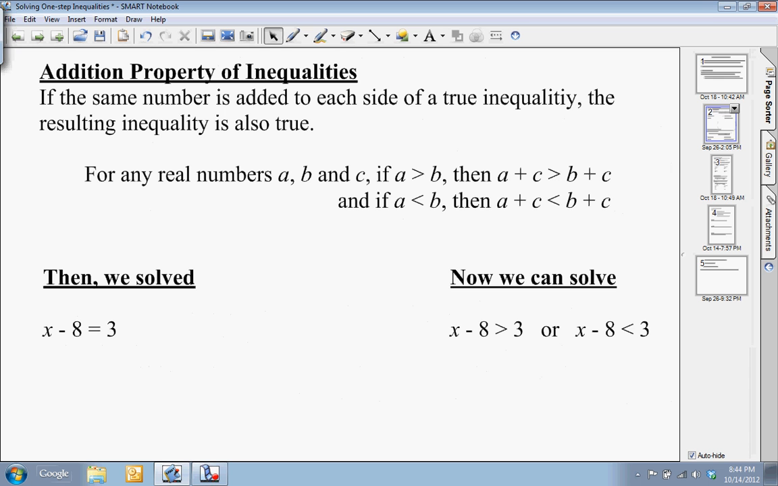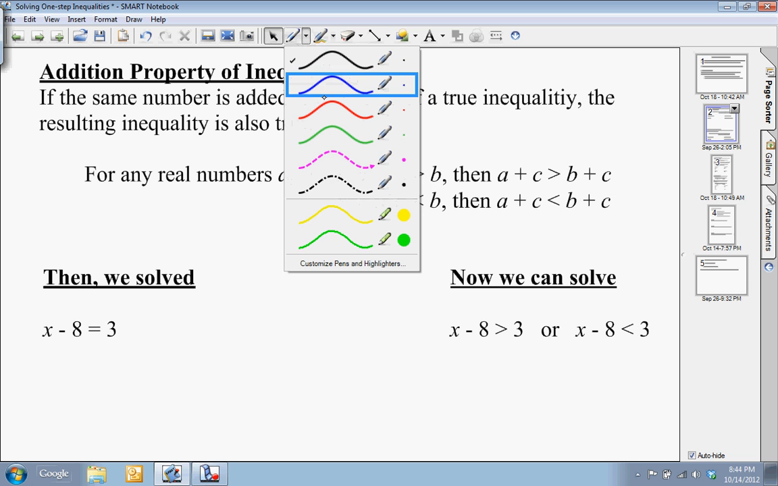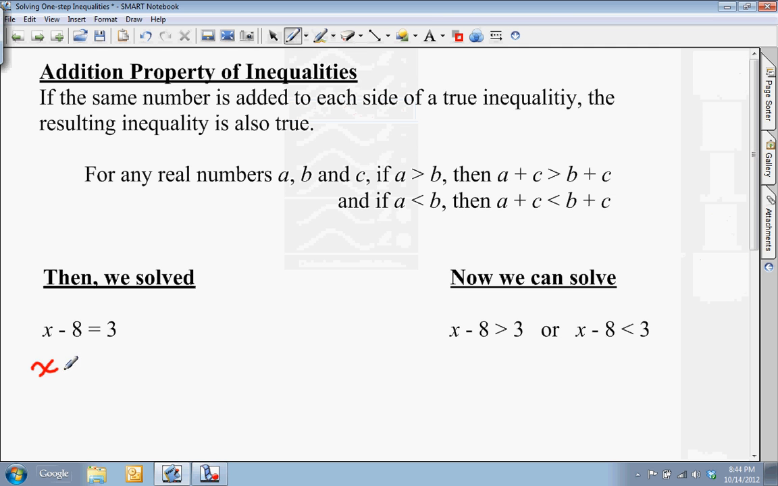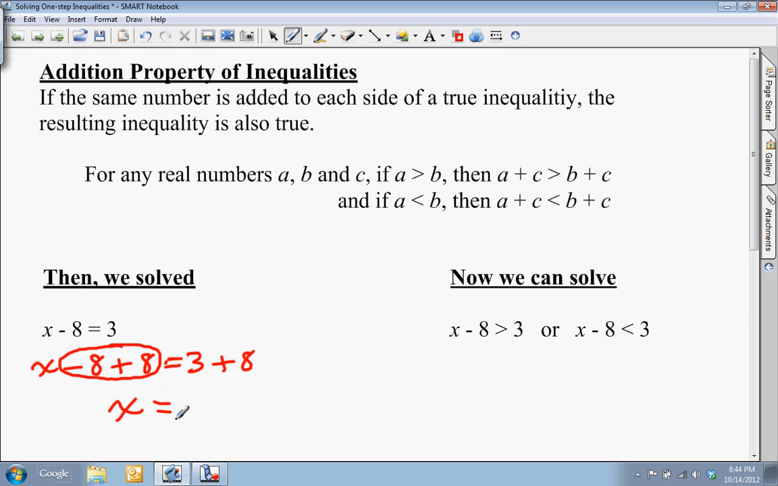So, again, as we think back to our solving equations, one of the properties we used was the addition property. Well, we're going to use that property again. Back then, we were able to solve the equation x minus 8 equals 3. And we did so by adding 8 to both sides. So when we look at the negative 8 and the positive 8, we know that they cancel one another out because their sum is 0. So in this case, we solved and said x is equal to 11.